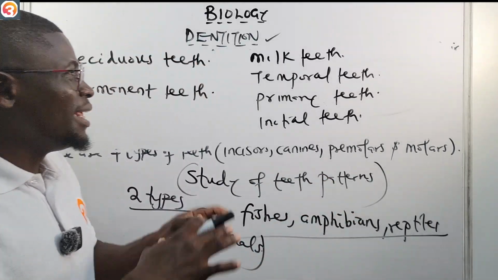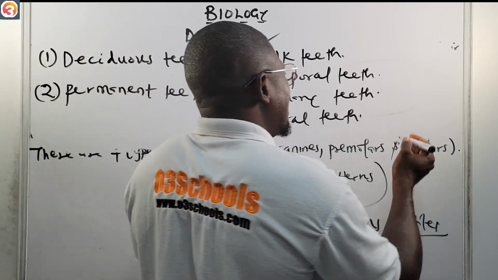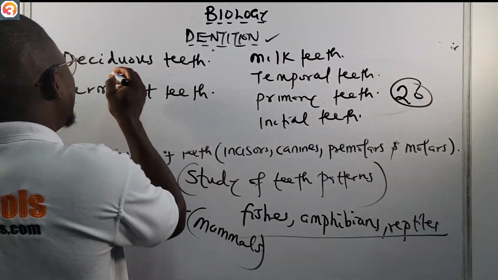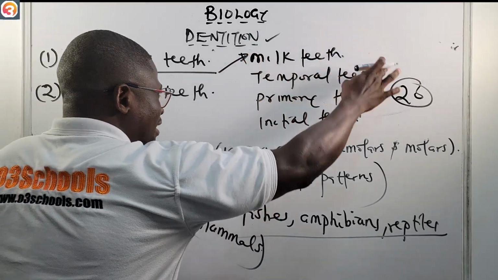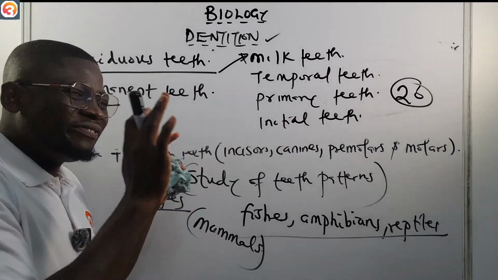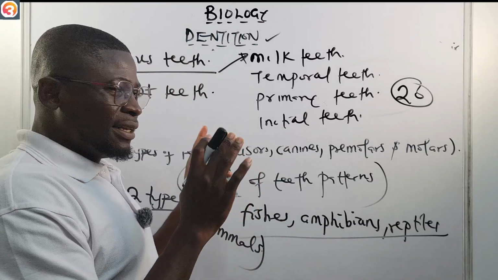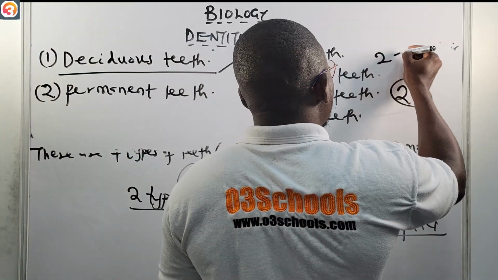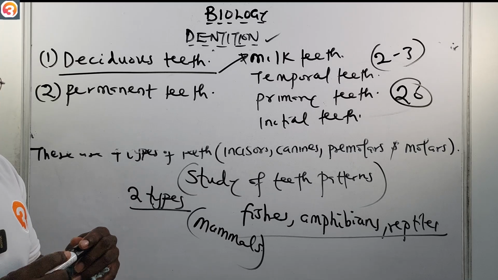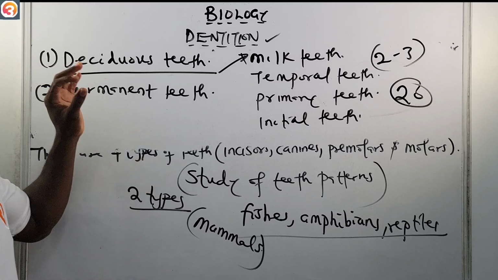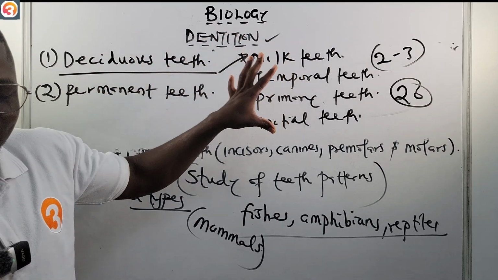So this milk teeth, this temporal teeth, this primary teeth, this initial teeth that comes out, they are usually 20 in number. This deciduous teeth is the milk teeth. These are the first set of teeth that we see in a baby, and it takes a baby around 2 to 3 years to develop this first set of teeth. They are all one and the same.